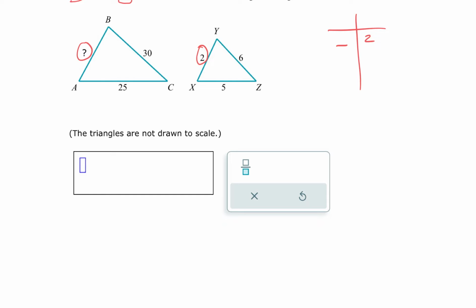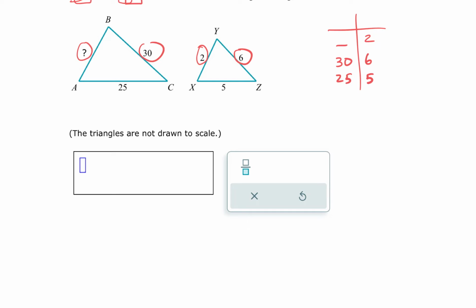And it looks like BC is going to match up with YZ. So this side is going to match up with this side. And I do need to pay attention to which order I do this with. So BC was on the blank side. That was on the larger triangle. It matched up with 6. So therefore the 25 is going to match up with the 5.